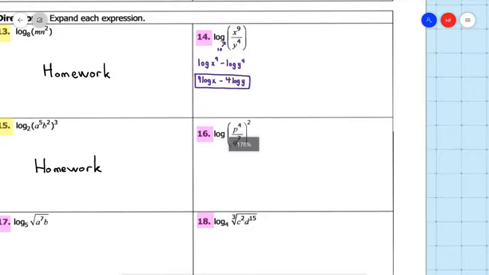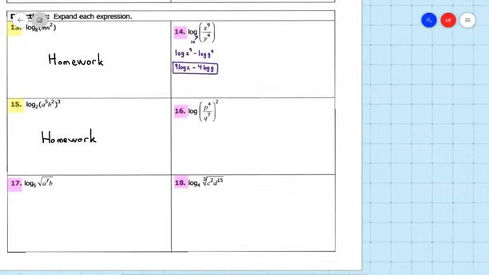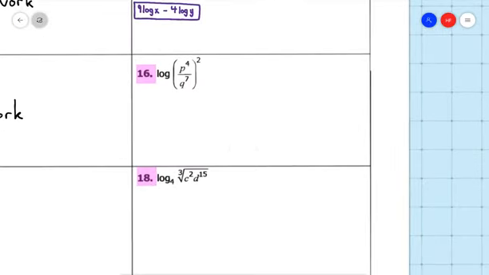So I do find it a little harder to expand just because we kind of don't know when we're done with the problem, as opposed to the opposite when we're condensing. We know once we get to one single log, we're pretty much done. So just be aware to check: can I expand this any further? And a lot of times you can, so it kind of gets repetitive.